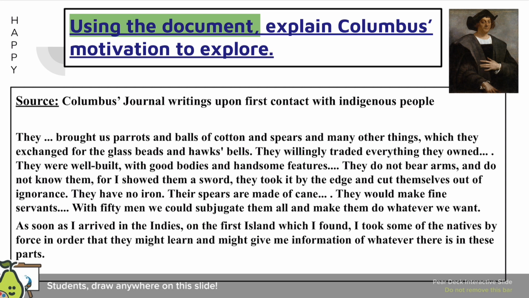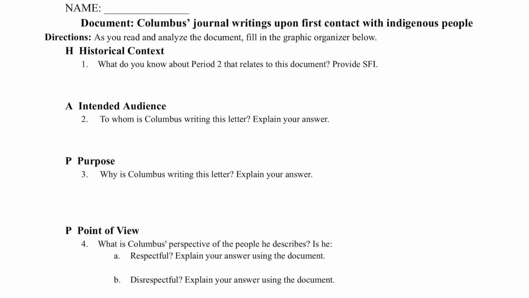Okay, so now looking at our document, we're supposed to answer historical context, intended audience, purpose, or point of view. Now, we only have to do one of these for this document. We do have to do this for 3 documents total out of the 7, but right now we're just applying this to one document to see if we can figure out which of them, HAPP, is going to be our strongest argument.